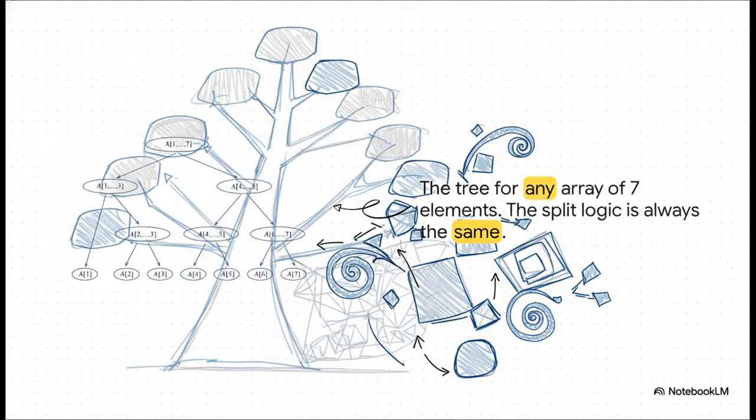Now, let's take a step back for a second, because this is a huge insight. The actual numbers inside the array don't matter for the structure of the work. This tree you see here represents the exact same splitting process for any array with 7 elements. A pattern is definitely starting to emerge here. The shape of the work is totally independent of the actual data.